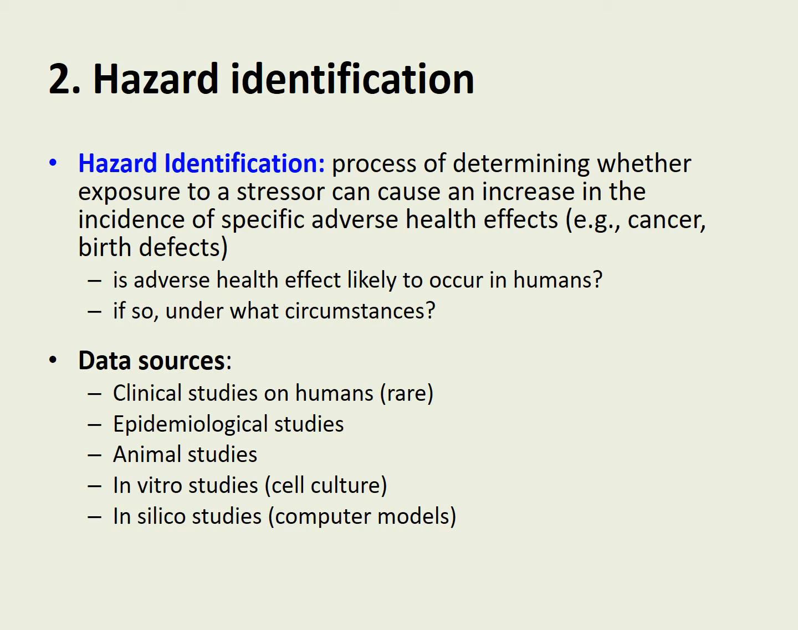The data sources these can come from can be very broad. So it could be clinical studies, but they're kind of rare. You have epidemiological studies, animal studies, and then you have in vitro, so that's all cell culture, and then you can use computer models as well. So as we're going through, you have lots of data sources and you're trying to really hammer at what are we expecting to see related to some of these hazards.